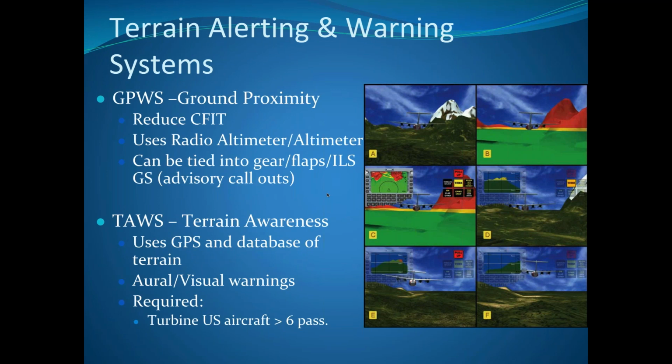So this can be tied into our gear and flaps, and our glide slope, to provide advisory callouts to help us on our approach. And then the TAWS, terrain awareness, uses GPS and a database of terrain, with aural and visual warnings. Like I was saying before, it'll squawk at you and tell you if you're too low. TAWS is required for jet or turbine-powered aircraft that carry 6 or more passengers.